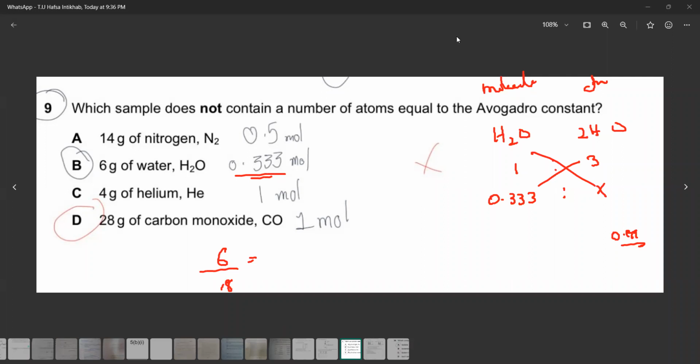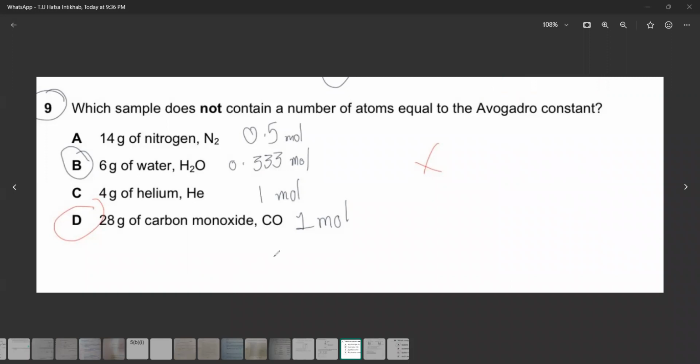Then for the third one, for helium, moles equal mass in grams divided by molar mass. Helium is monoatomic, so it will be 4 divided by 4, and we get 1 mole. So 1 mole of helium has 1 mole of atoms only, so again it is 1 mole. But for carbon monoxide, 28 grams divided by 28, so we got 1 mole. And what is the relation between a molecule of carbon monoxide and the atoms? The ratio between them is 1:2. One molecule gives 2 atoms.